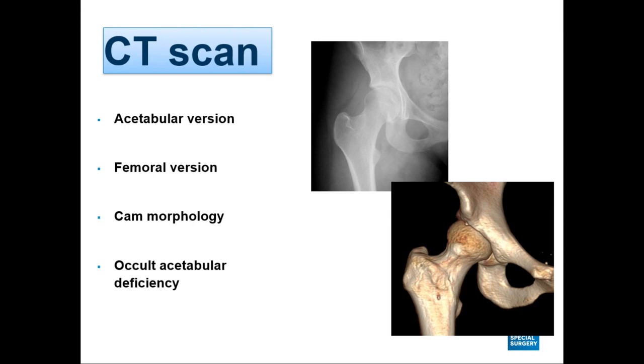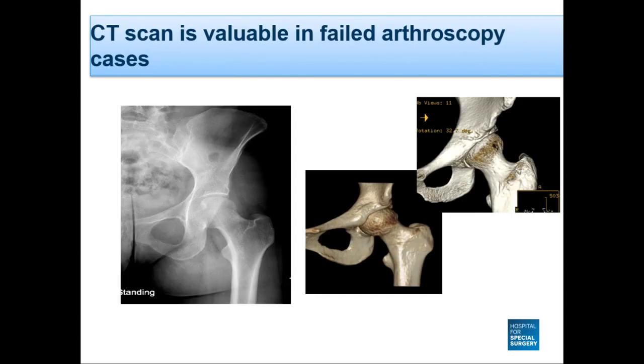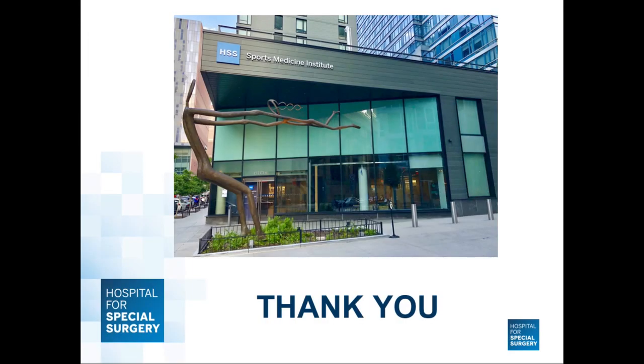And then in certain patients, obviously I'm a surgeon, so patients where I'm thinking about surgery, I will get a CT scan, allowing me to evaluate acetabular version and femoral version, and to get a three-dimensional assessment of the cam morphology, as well as occult acetabular deficiencies, such as posterior wall deficiencies. And then in the failed hip arthroscopy, a CT scan is critical to evaluate for any residual impingement and to understand where there are deficiencies in the acetabular wall to plan a possible open procedure.